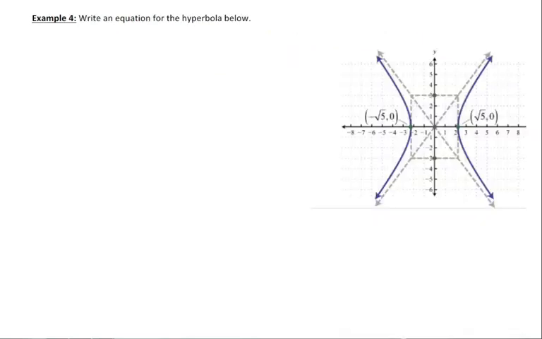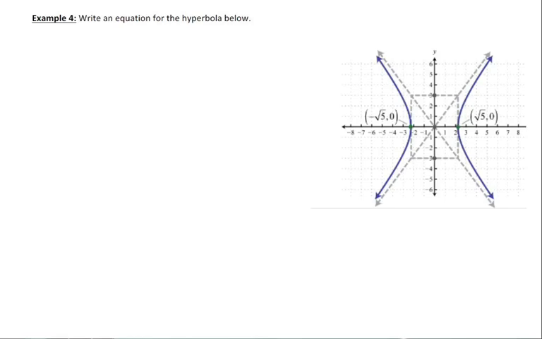For example 4, we're asked to write an equation for the hyperbola below based on the graph. So looking at the graph, we want to make sure we identify our center, our a, and our b value, so that we can write this equation accurately. So a is always the distance from the center to the vertex, and b is always the distance from the center to the edge of the box in the other direction.